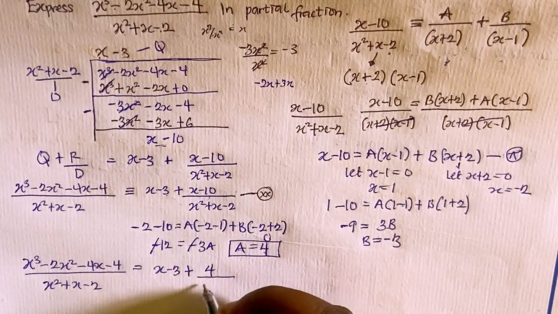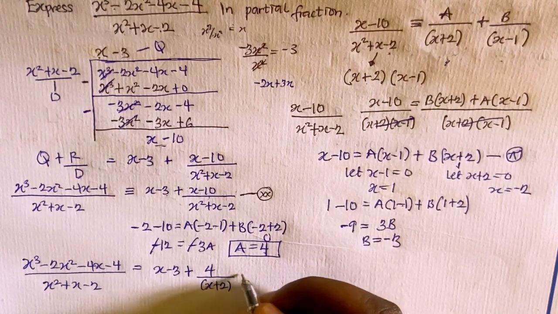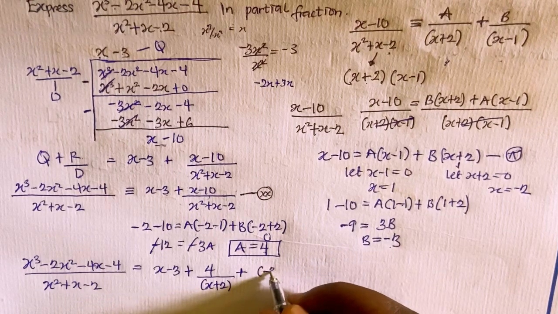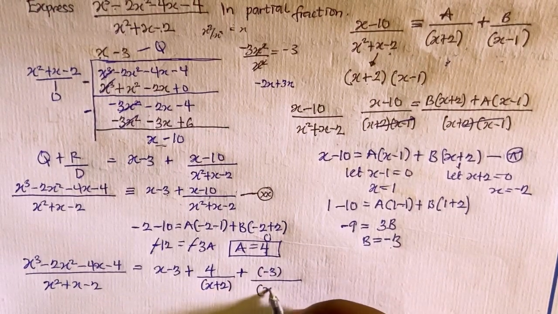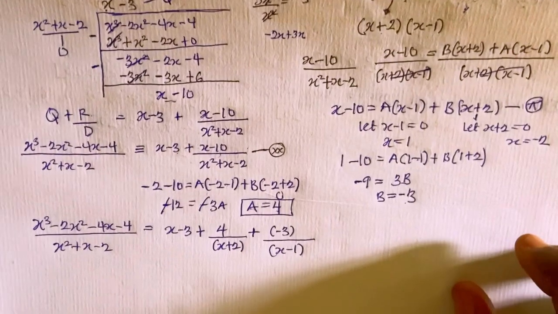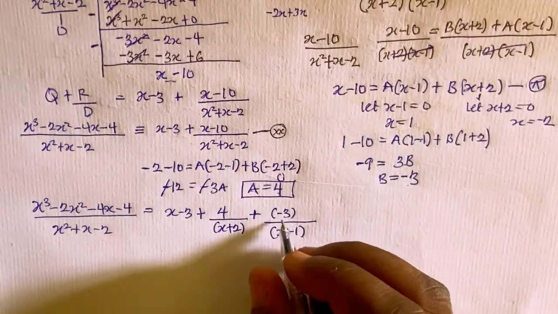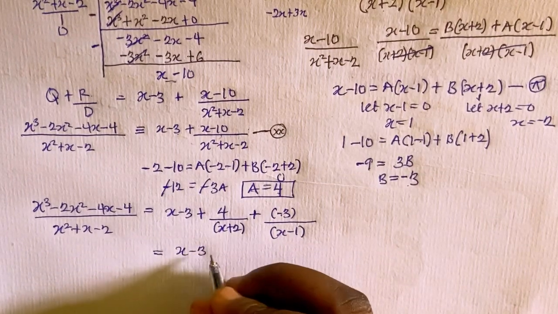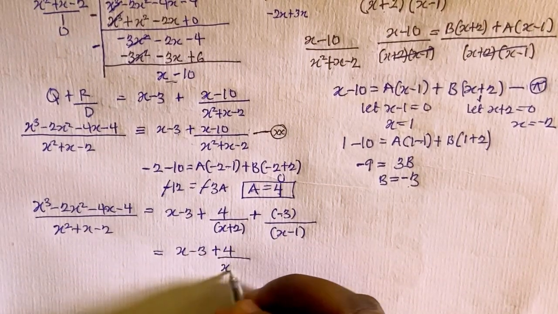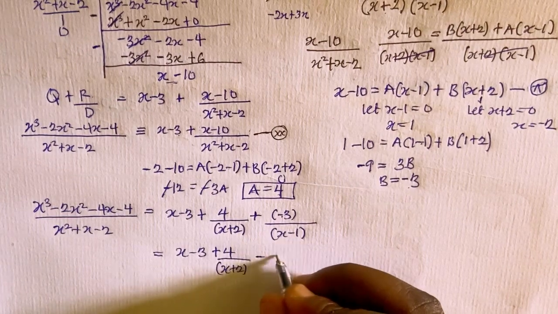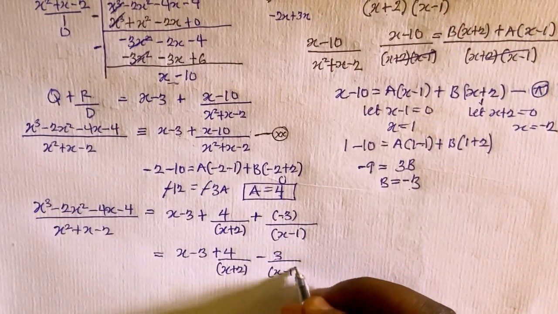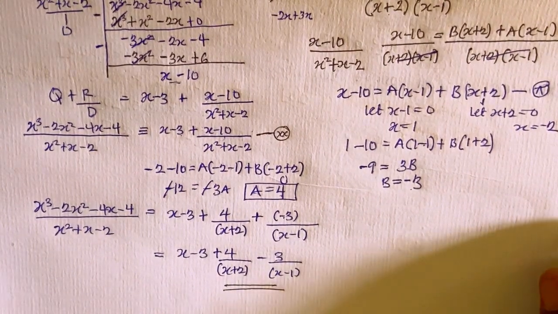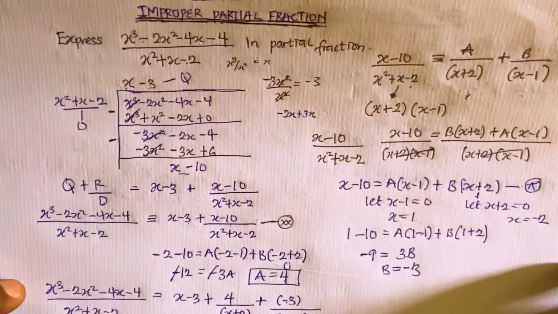So I'm going to have plus 4 divided by x plus 2, right? Then plus, what's my b? My b is minus 3. That will be into bracket minus 3 divided by x minus 1, right? If you like, you can go ahead and simplify this, because you have minus here, you can have this to be x minus 3 plus 4 over x plus 2, then minus 3 over x minus 1. So in this case, that's the answer. That's what you're asked to express. So we've managed to express this in partial fractions.